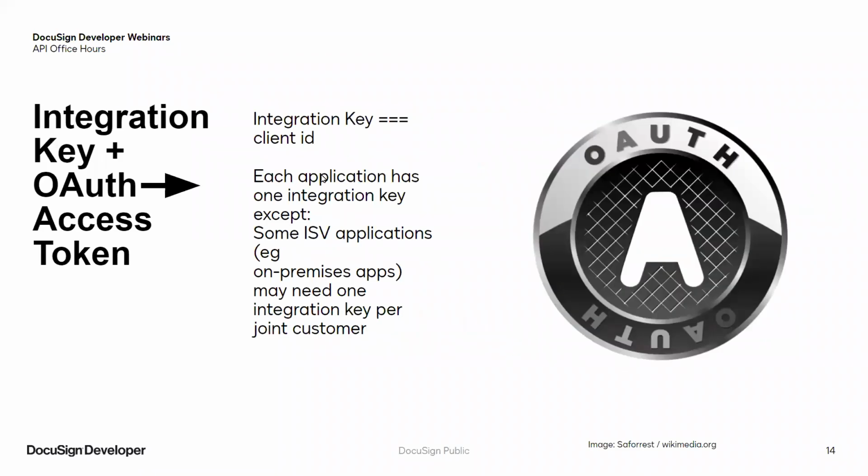So in order to interface, like I was saying earlier, with their APIs, you're going to need an access token, and an access token is generated from an integration key. An integration key is always going to be known as the client ID as well. Each application has its own integration key, except for some ISV and internal service vendor applications. For example, like an on-premise application where they may have a multi-tenancy situation going on and they only need one integration key for several integrations.